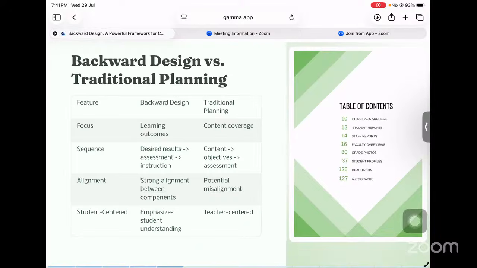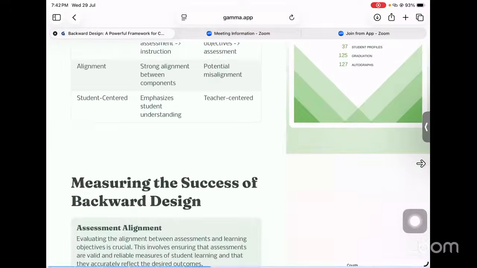You also see that backward design is emphasizing student understanding. Therefore, the student is in the center of the learning, whereas traditional planning is mostly teacher centered. The teacher decides what to teach, how to teach, and how to assess.